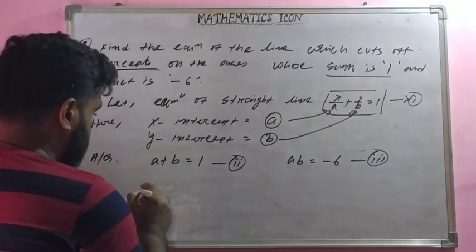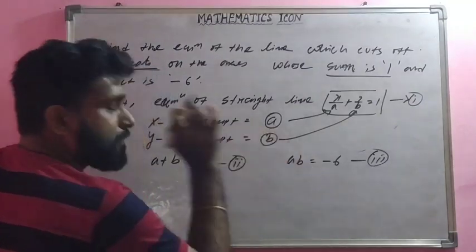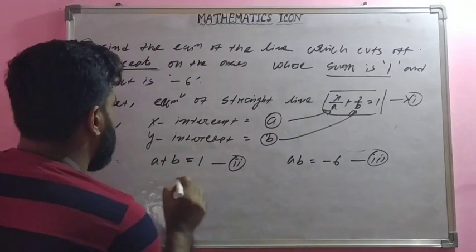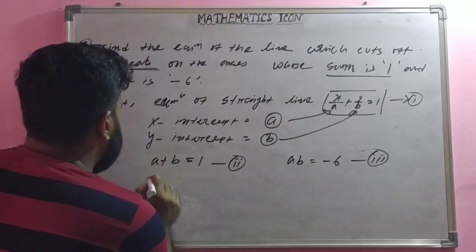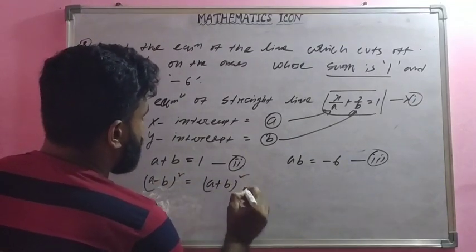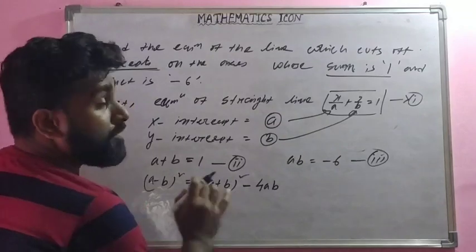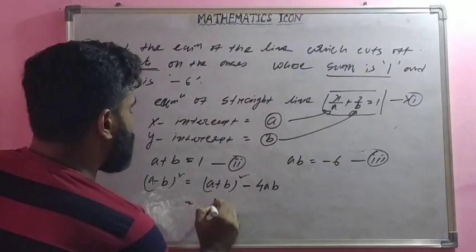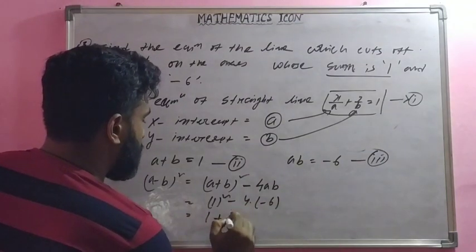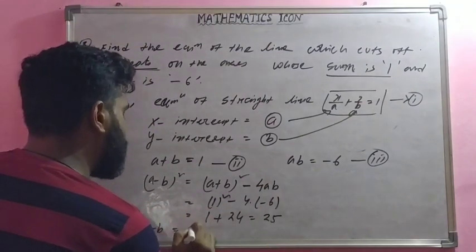Okay. So now, using these two equations, how can I find the values of a and b? Just see. A minus b whole square equals to a plus b whole square minus 4ab. That is the formula actually. Okay. So a plus b whole square means 1 square minus 4ab, that means 1 plus 24, that means 25. So a minus b whole square equals to 25.